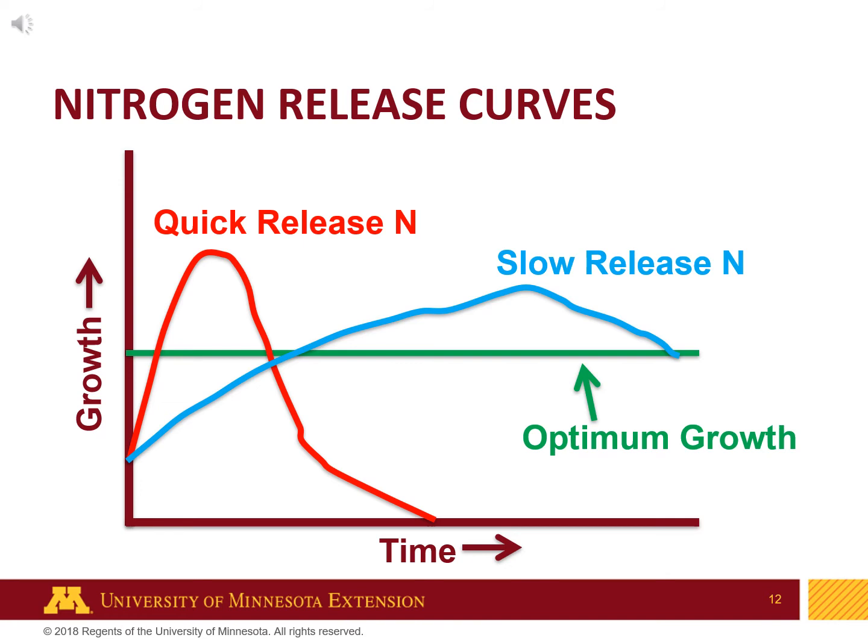The red-colored quick-release nitrogen curve results in a short-term flush of growth, followed by a short release of nitrogen available to plants. Slow-release nitrogen fertilizers, indicated by the blue line, provide a slower release of nitrogen that allows for a more gradual growth response from plants. Many fertilizer products contain a combination of both quick and slow-release nitrogen fertilizer forms in the same bag to provide a best-of-both-worlds approach.